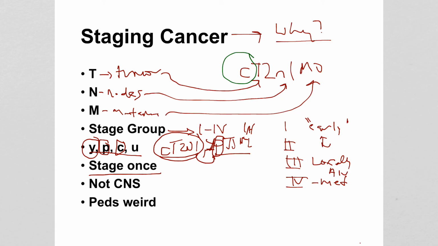Pretty much all sites of the body that we'll talk about, except for CNS, include a staging system. CNS also has its own staging system, but because the CNS doesn't have lymph nodes, and because cancers of the CNS typically don't go outside of the CNS, it's less useful to have the T, N, and M staging.